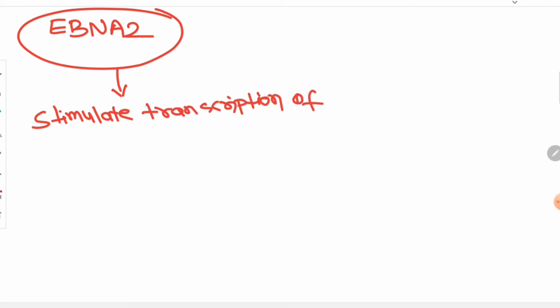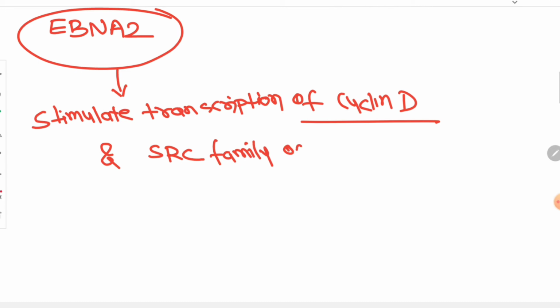Alright. Now, Epstein-Barr virus nuclear antigen 2 gene will lead to stimulation of the transcription of cyclin D. They will lead to transcription of cyclin D and SRC family of proto-oncogene.